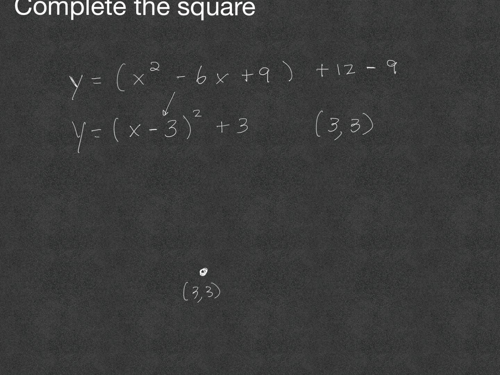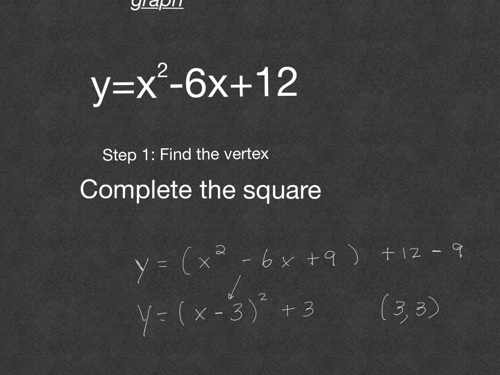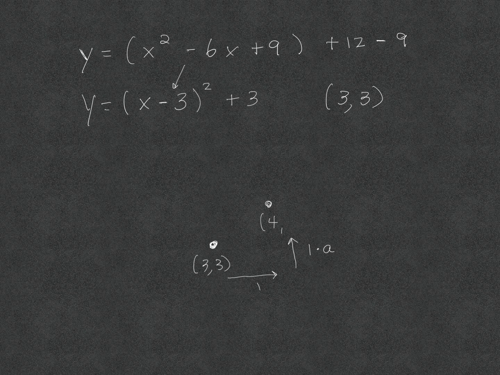Now, what I'm going to do is go over 1. Oh, that means, and this is positive, so it must be higher up. That means I'm going to go over to 4, and then I'm going to go up 1 times a. A, you could see, is 1, right? Because a is 1, b is negative 6, and c is 12. So I'm going to go up 1, which will give me 4. 4, 4. I can also go 1 to the left and up 1 times a, that's 1. That would give me 2, 4.